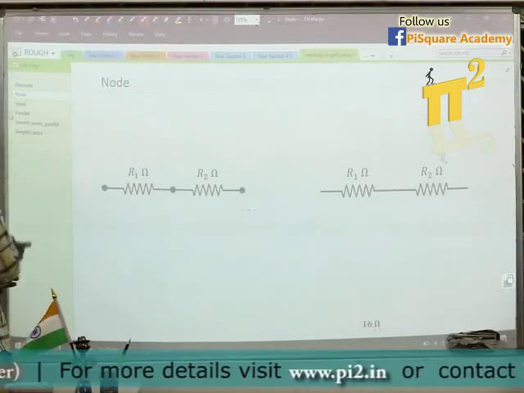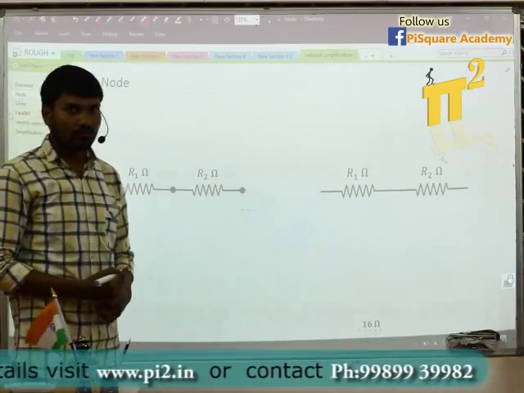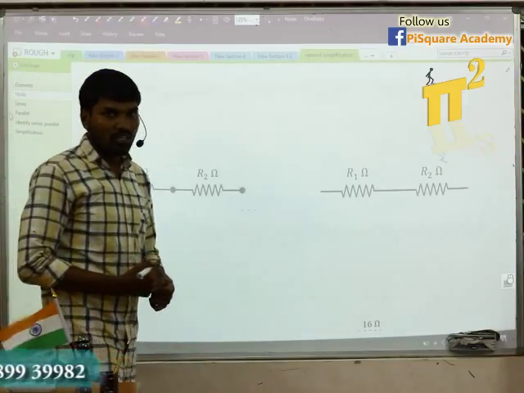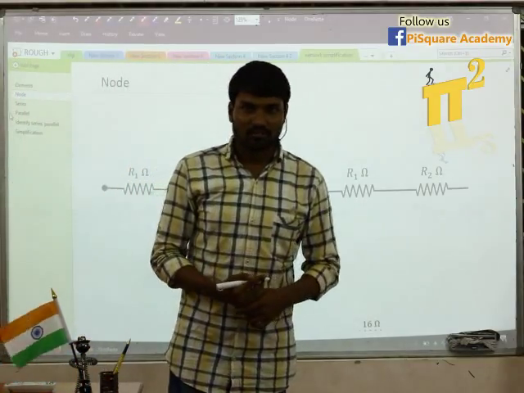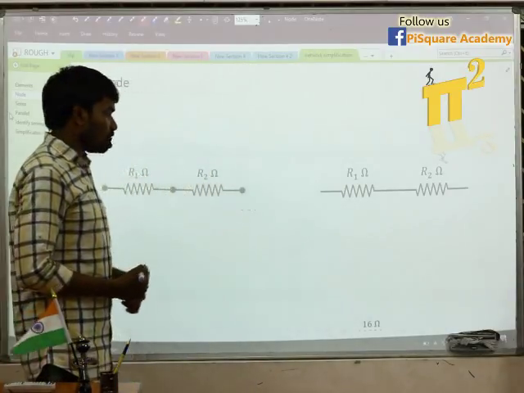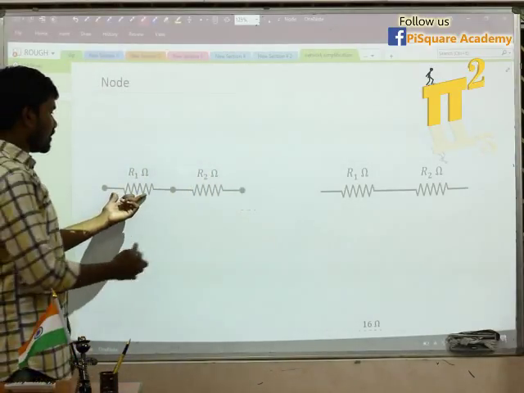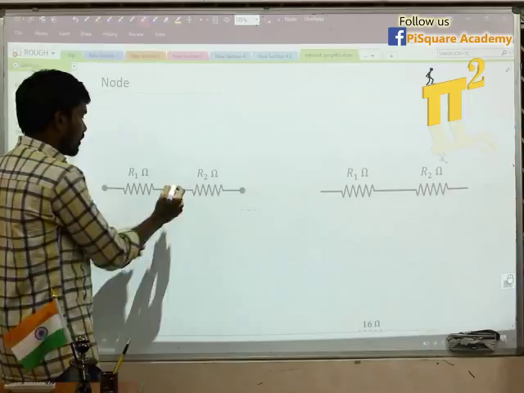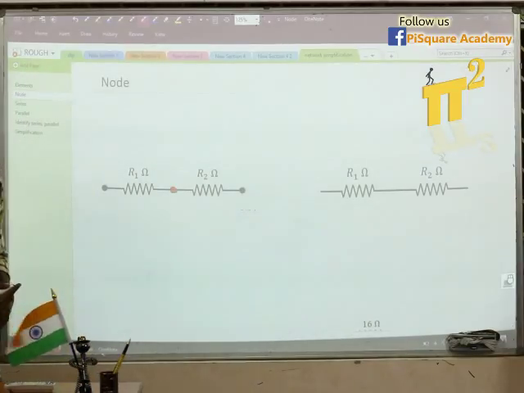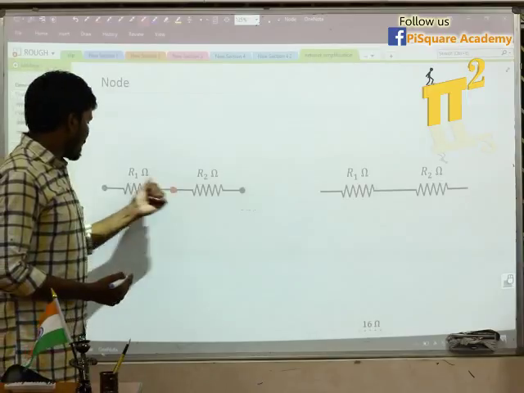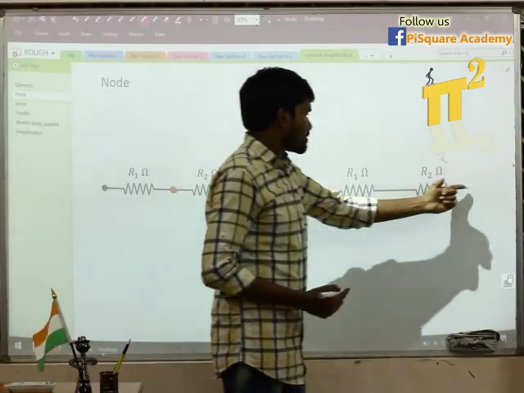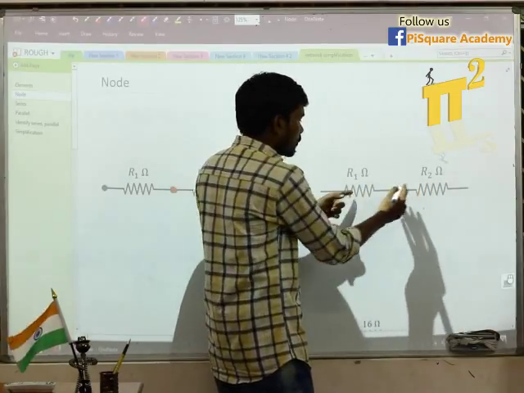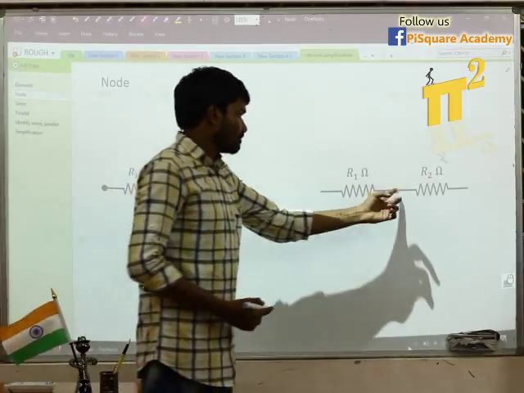So next, let's look into node. What is a node? Node is a meeting point of two or more elements. If you see, I have two elements and they met at this point. So I will call this a node. But normally we don't represent with these bubbles. We normally represent like this. So it doesn't mean there is no node here. There is a node here, because two elements are getting connected here.